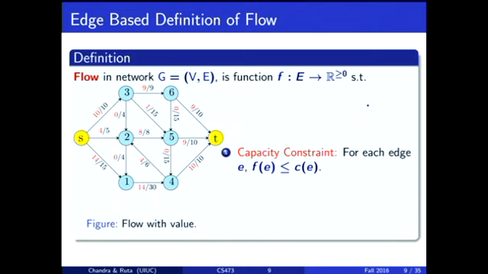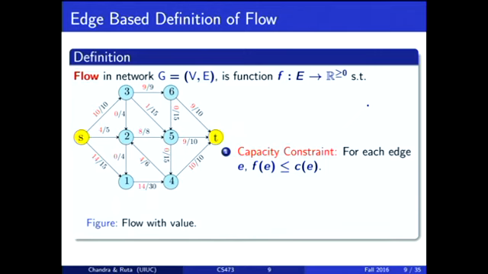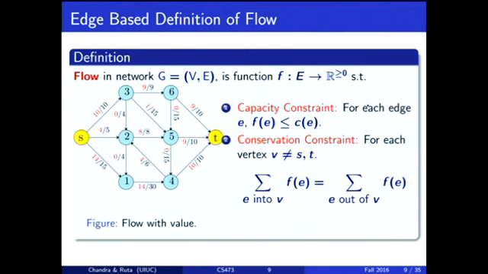And the second thing is the conservation constraint. Remember here we are thinking about flow going from the source S to the sink T, so it's only starting at the source and ending up at the sink. If I look at any vertex which is not the source or the sink, the amount of flow coming in has to equal the amount of flow leaving that node, right?